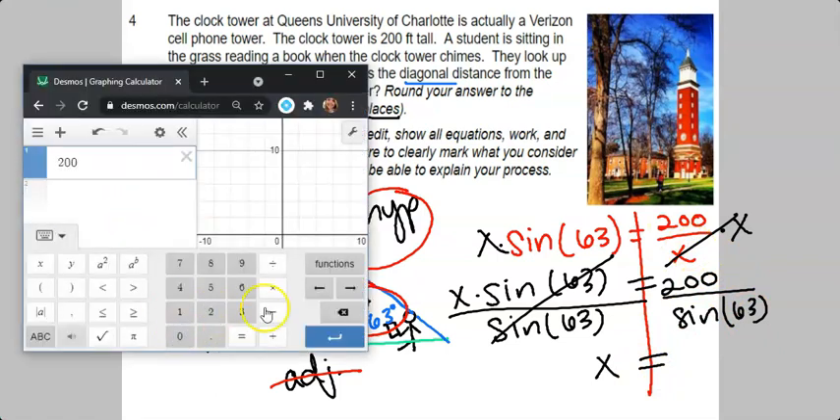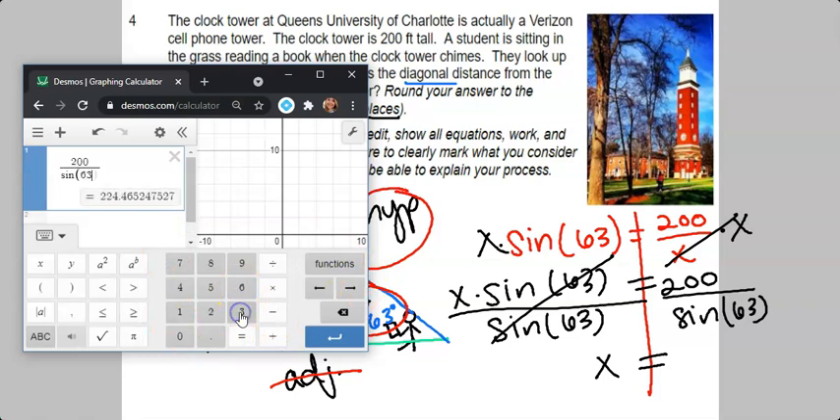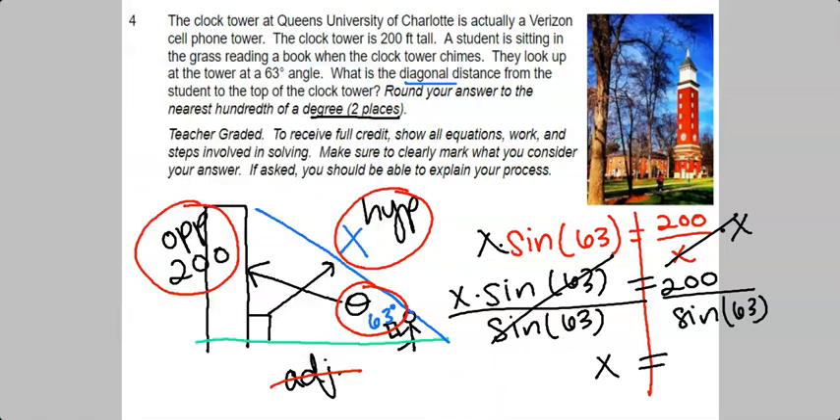So 200 divided by, and we need to do function sine of 63. So we get 224, and then we need to round this to 2 decimal places, so 465, so that means the 5 will round that 6 up to a 7. So 224.47. And that's going to be feet. And this is our final answer.